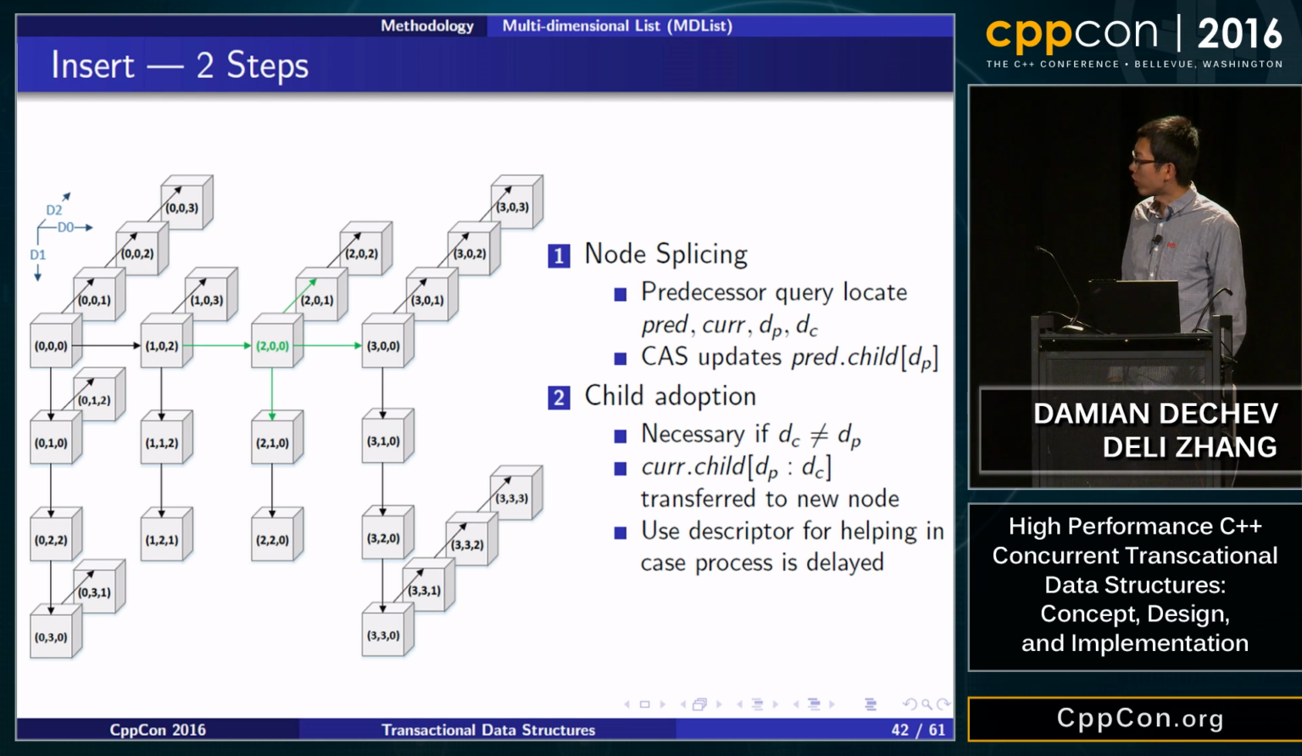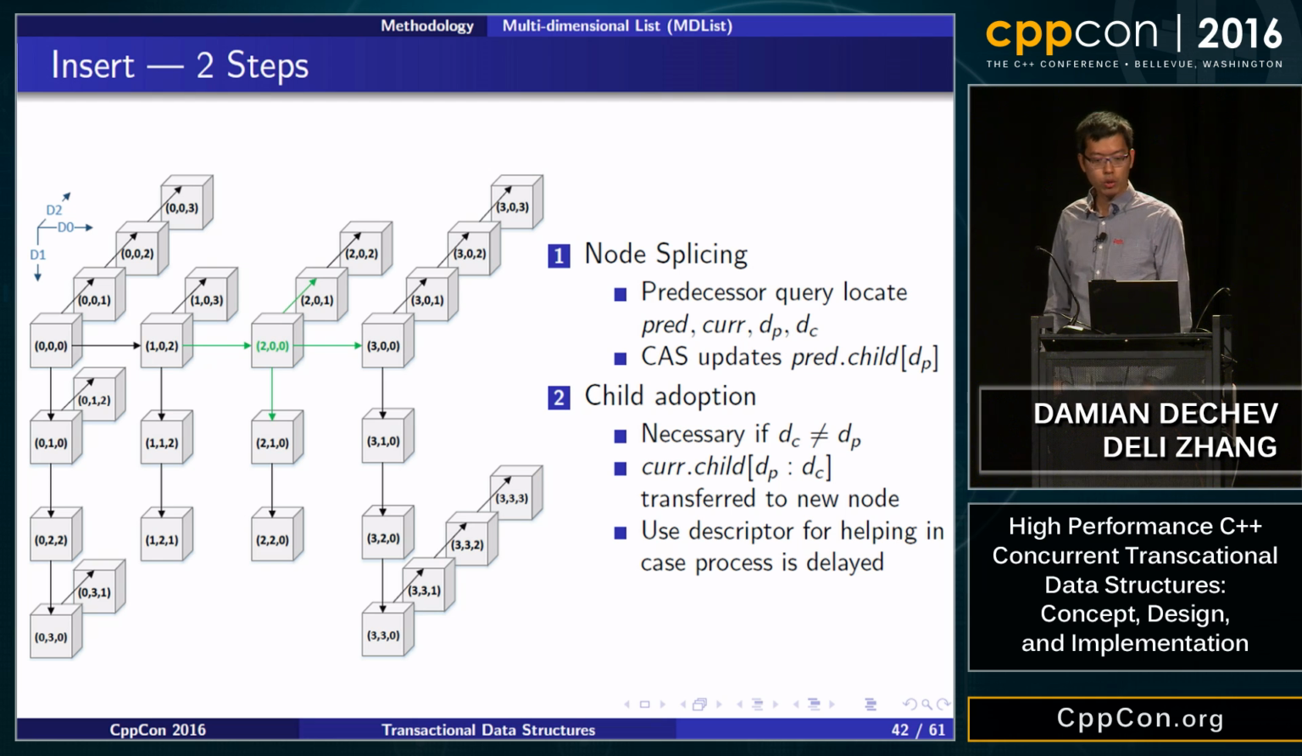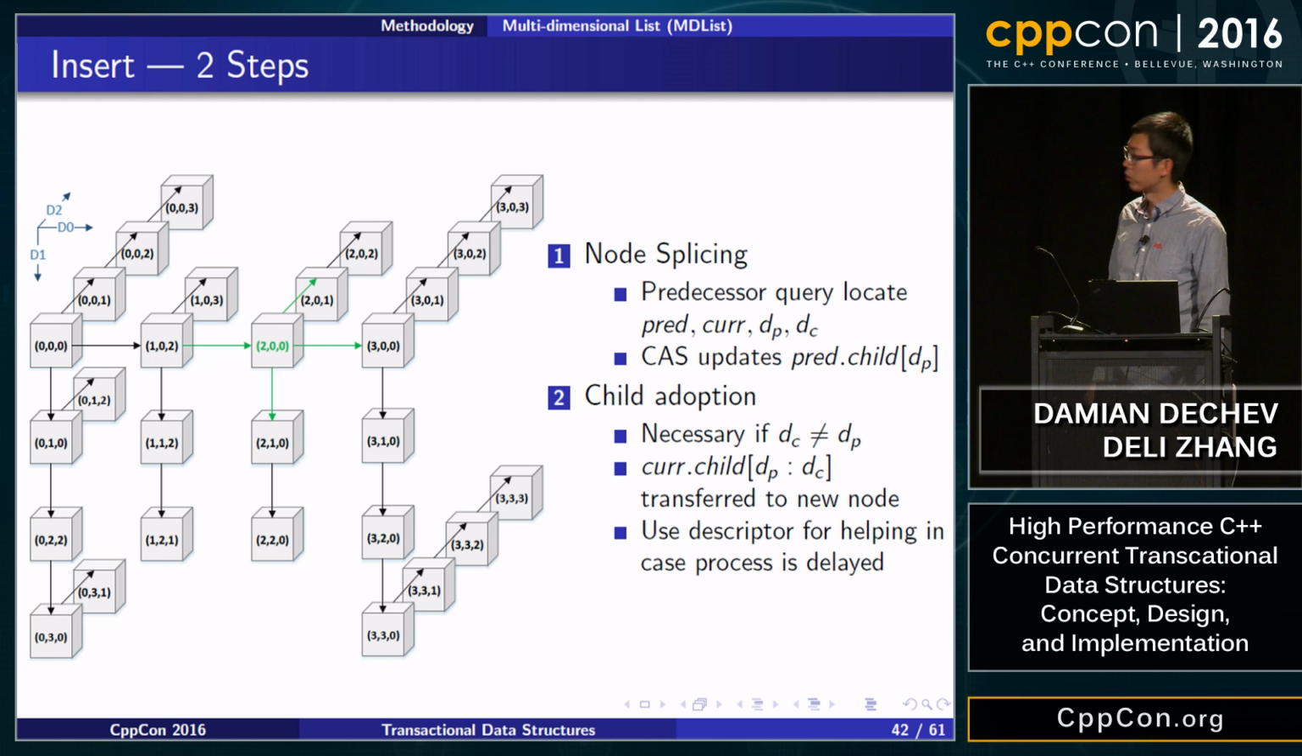So the child adoption process is only necessary if the dimensionality of the current child is changed during the insertion process, which means that if the DC does not equal DP, we should transfer all the children in this range to the new node. And since this is a process requiring modification to multiple pointers on the current child node, we use the descriptor to encapsulate the context and allow other threads to help finish this process if it gets delayed.